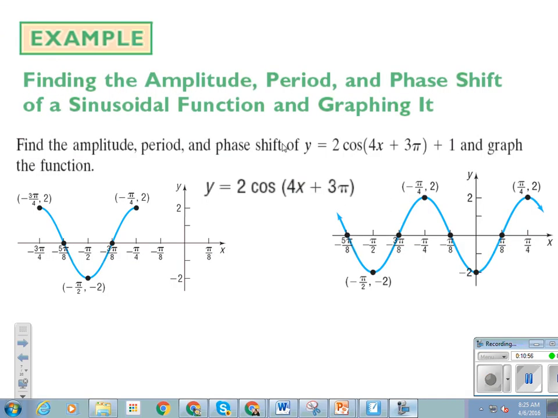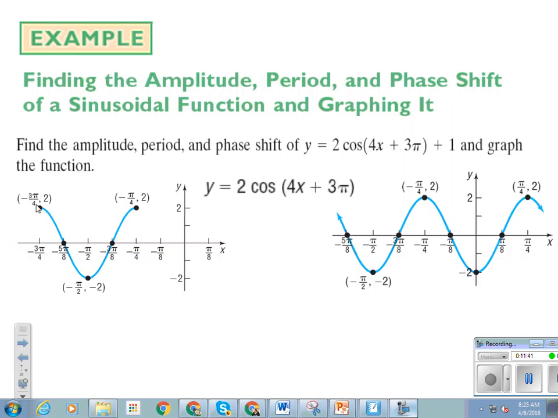All right, so for this function, we have an amplitude of 2, omega of 4, and a phi of 3 pi, and then a beta of 1. So we are going to start our graph at phi over omega. Just note that in the original equation, this is a plus, so that makes our phi a negative 3 pi. Phi over omega will give us our phase shift, which is negative 3 pi over 4.